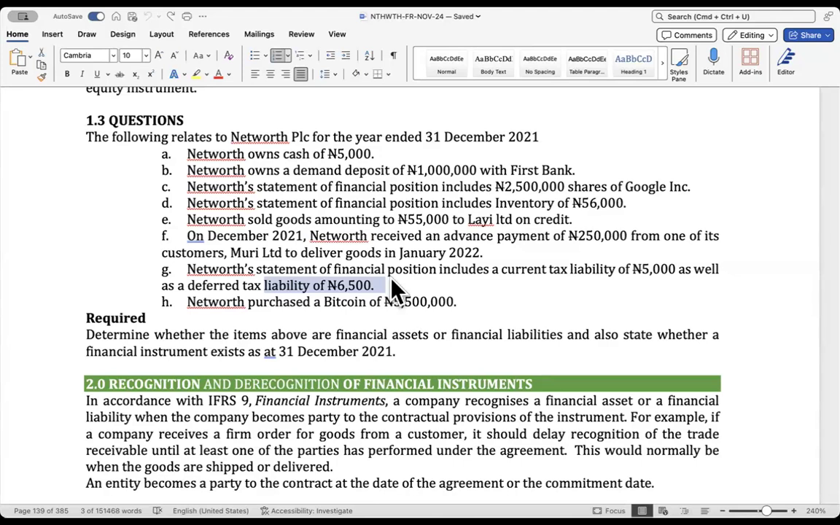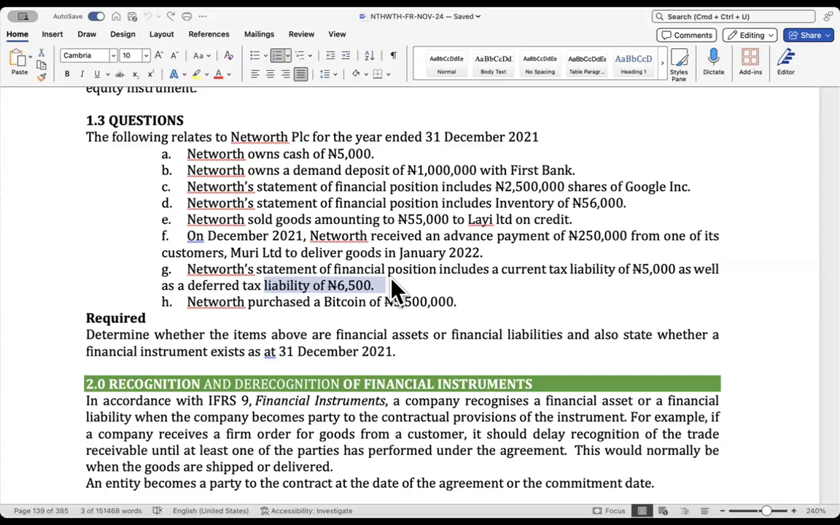Okay, so you're perfectly correct. Bitcoin is an intangible asset. It is an identifiable non-monetary asset without physical substance. Bitcoin does not give you the right to receive cash. Bitcoin is not cash. So when you buy Bitcoin or all this cryptocurrency, they are not cash. Some people will argue that they are cash, maybe I can use it to buy something. No, it's not a medium of exchange that is generally acceptable. So it cannot be categorized as cash. So it doesn't fall under financial asset at all. It's usually an intangible asset.